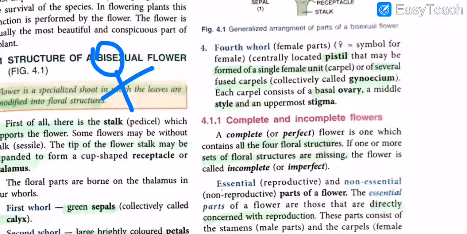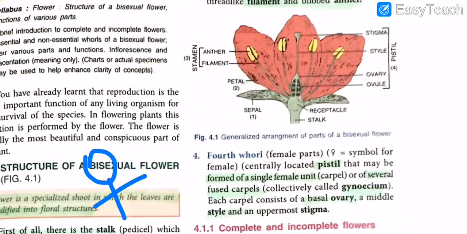Fine. Now each carpel consists of a basal ovary, a middle style, and the uppermost stigma. So you see, this is what a carpel is like. A carpel is basically a whole package. It looks like this. This is your ovary, this is the style, and this is the stigma. So a female part of the plant, that's the pistil, may have one carpel, that's one female unit, or multiple fused carpels. Alright, they're collectively called the gynoecium.